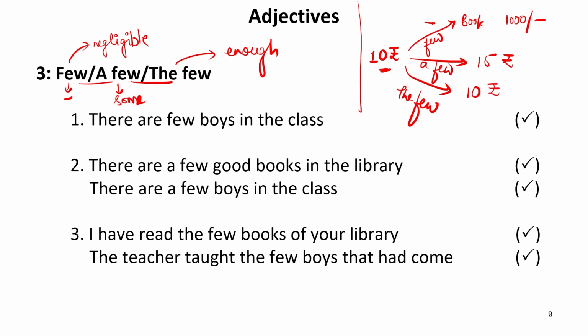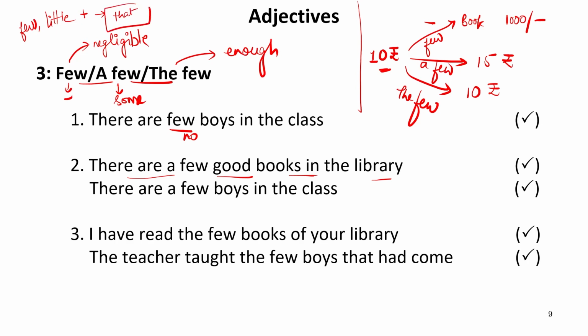There are few boys in the class. So there are few boys, it means no boys at all. There are a few good books in the library. It means there are some books in the library which are good. Now one more thing is there. Whenever we use few or little, and we need to add a relative pronoun, we add that, not which.